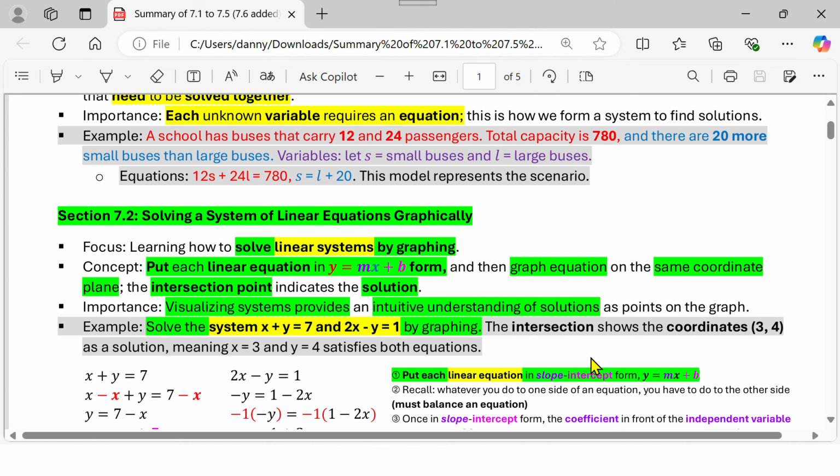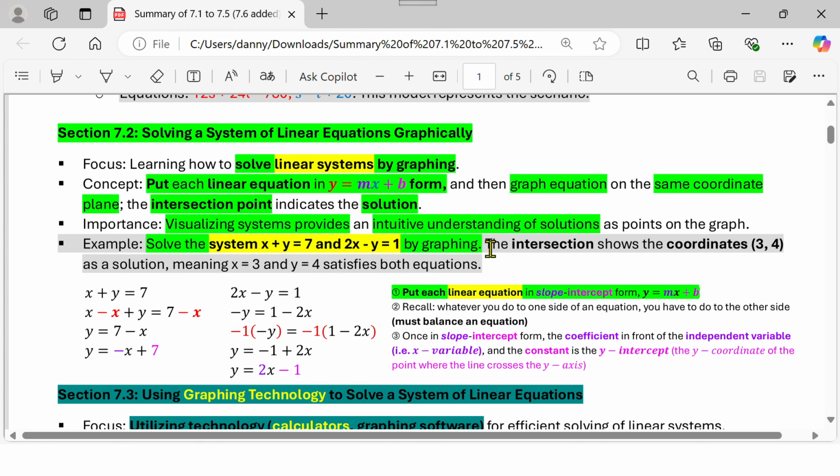Section 7.2 dealt with solving a system of linear equations graphically. Well, that really just involved doing the same thing. You needed to create a system of linear equations in the first place, and then you needed to put each equation in y equals mx plus b form, and then just graph them the way we normally do, using the information, the y-intercept and the slope. And when you graph them, wherever they cross, that intersection point represents the one unique solution to that linear system. So that intersection point is the solution to the system.